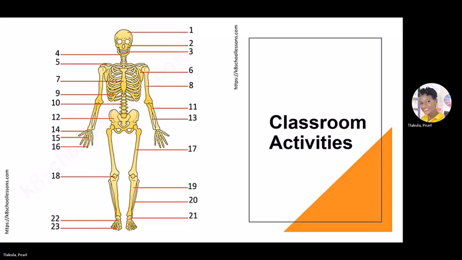Number 2, what do we call those bones? Labeled number 2. What do we call bones labeled number 3? 4, 5, 6. What do we call the label number 7? What about number 8? I'll give you 10 minutes to finish off your labeling. Please write your answers in the chat box.